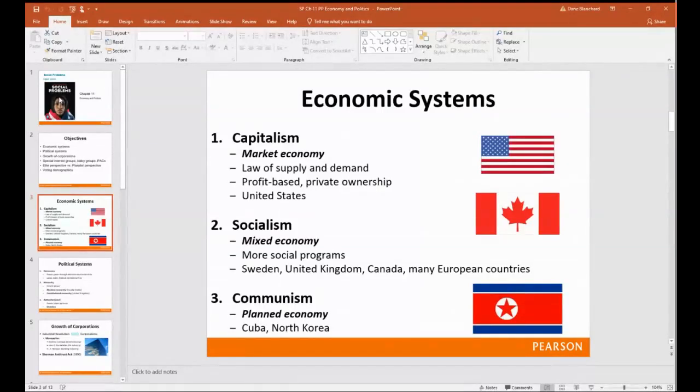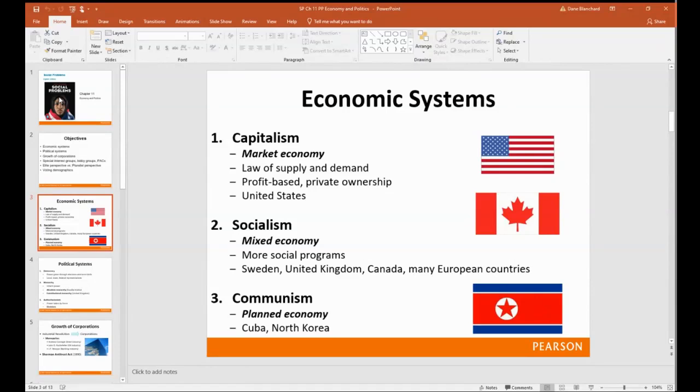The next economic system is socialism. This has more of a mixed economy. So what that means is that there are some industries that are going to be privately owned by citizens that are going to be profit-based. A lot of times there's a misconception that in socialistic countries like Canada and various countries in Europe that there's not any businesses or organizations that are profit-based that are making a lot of money. That's not the case. So with a mixed economy, you have a combination of privately owned and publicly owned.